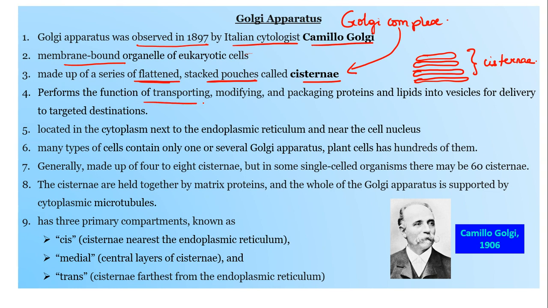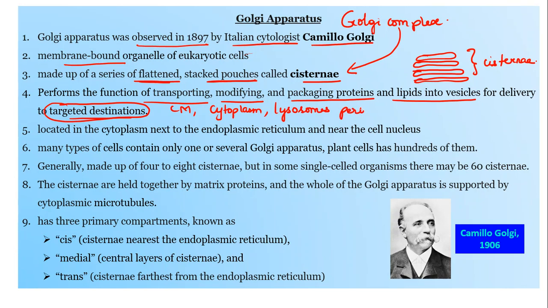This Golgi complex helps in transporting, modifying, and packaging proteins and lipids into small vesicles and sends them to the targeted destinations. What does targeted destination mean? Some of the proteins must reach the cell membrane, some must go to the cytoplasm, some must go to the lysosomes, and some must go to the peroxisomes. They have to go to different organelles.